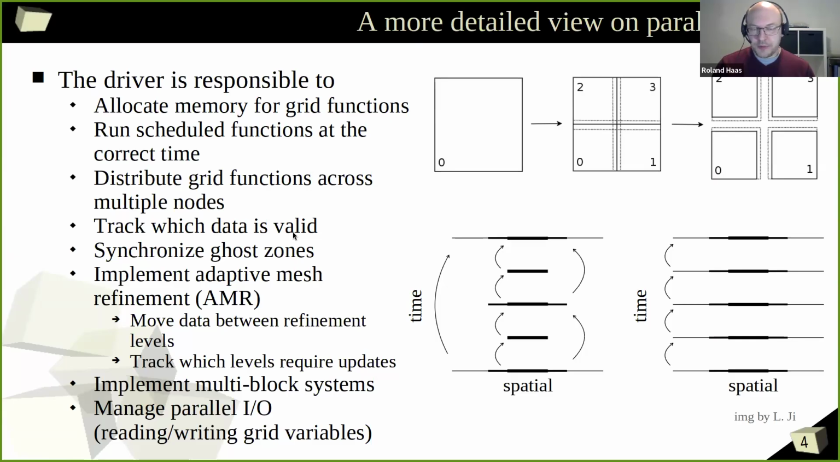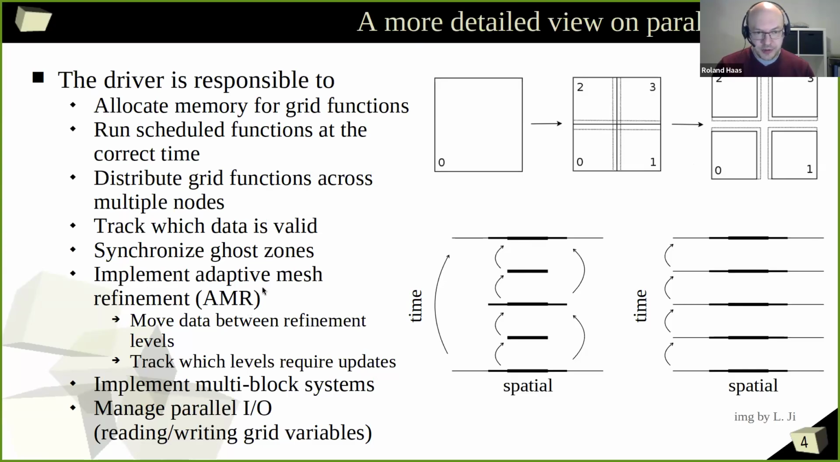CarpetX in particular, with the help of Cactus, will track which data on the grid is valid and which is invalid, and it will scream at you if you try to use data that is invalid, or if you claim that you provide some data and you don't in the end. It's very proactive about this. It has to do all the network communication to synchronize what's called these ghost zones, these overlap points, but also any data movement that goes on between different levels of mesh refinement or anything that involves the network at all.